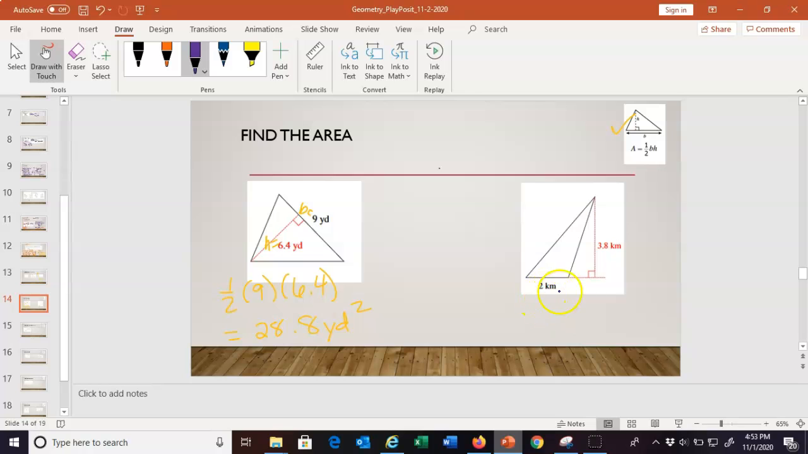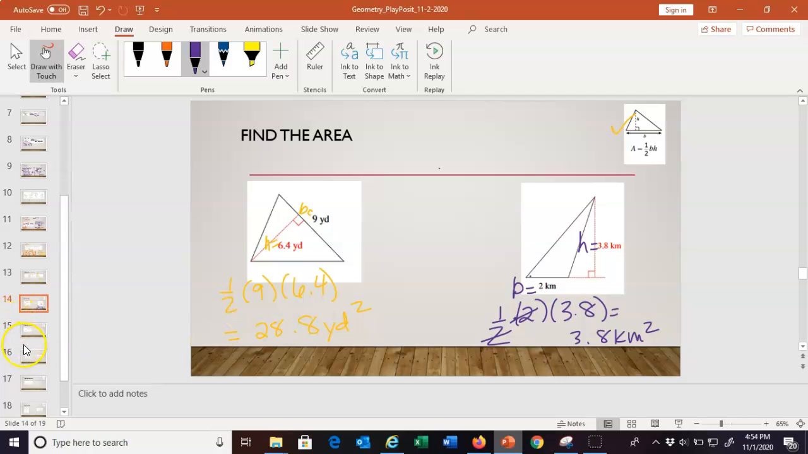All right, let's try this one. The base is 2, and the height drawn is 3.8. So 1/2 times the base times the height. Remember, you can use your Desmos calculator in this class. You can also use it on the SOL. Don't forget the 1/2 in the formula. That's very easy to do. I got 3.8, and that makes sense, right? Because these would divide out. So you get 3.8 kilometers squared.